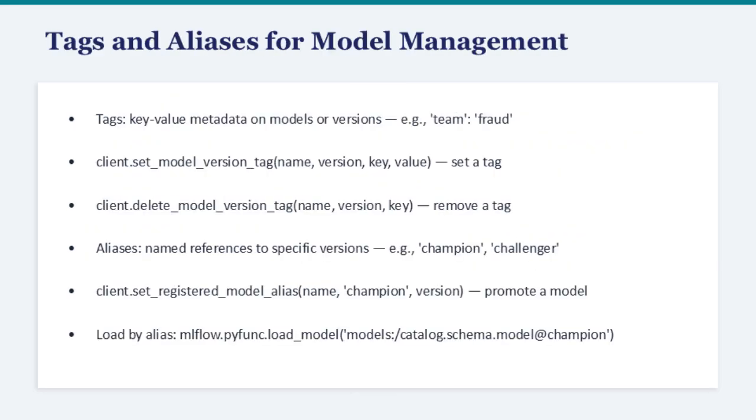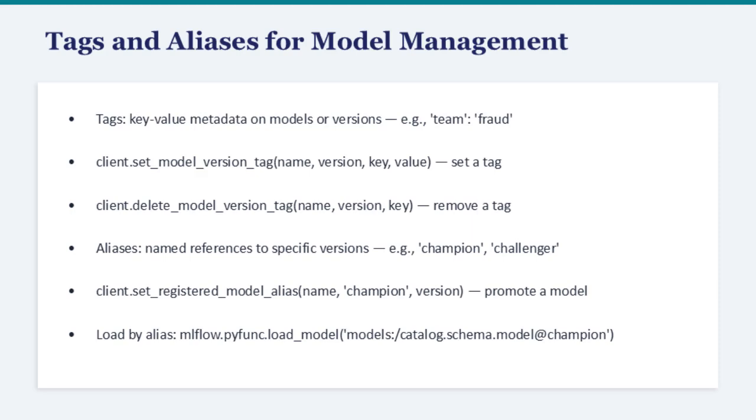Tags and aliases for model management. The exam tests two model management features, tags and aliases. Tags are key-value metadata that you attach to the models or specific versions. For example, you might tag a model with a team name like team=fraud, or a use case like use_case=churn_prediction. You set tags with client.set_model_version_tag, and you remove the tag with client.delete_model_version_tag.